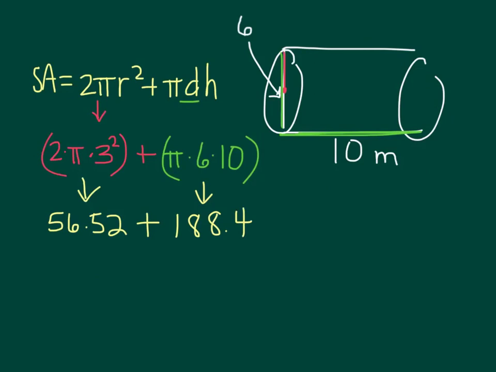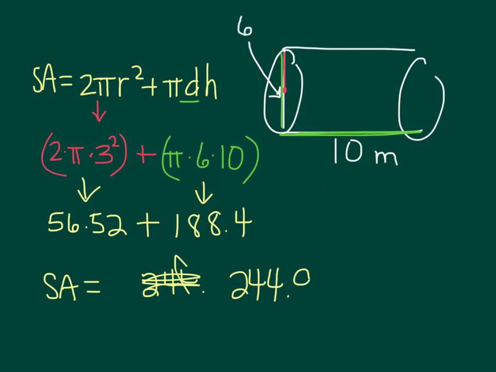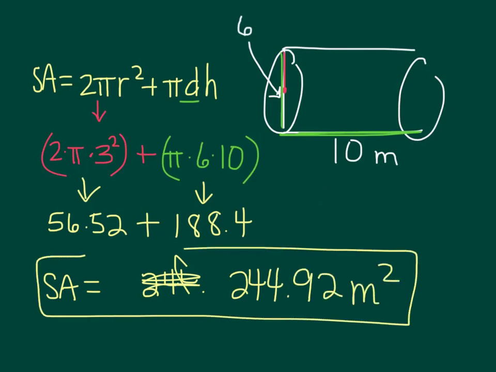Okay, now I just need to add those together. And my final surface area is 244.92. Oops, I'll rewrite that. 244.92 meters squared. There's your surface area.